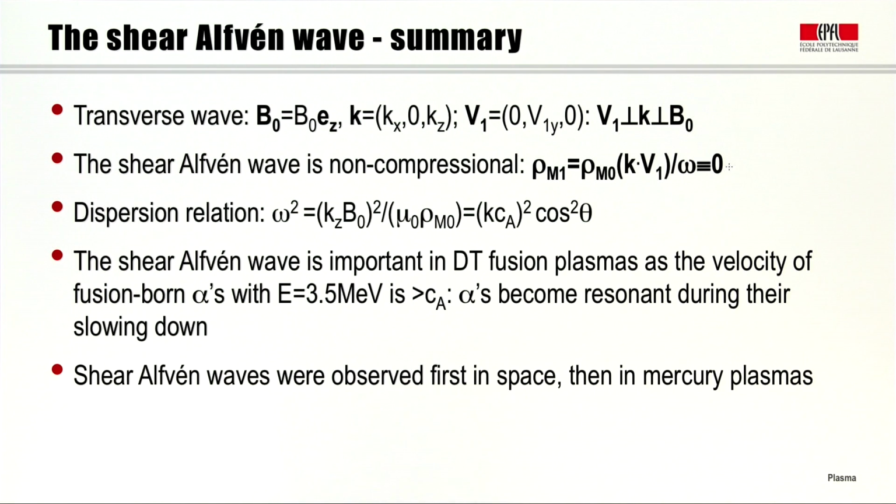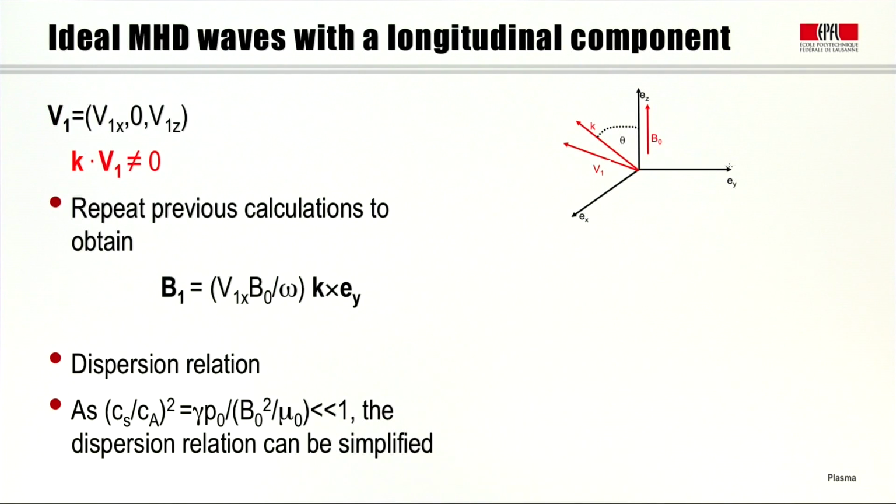To give you a heads up of topics that will be discussed later in this course, the shear Alfvén wave is important in DT fusion plasma because the velocity of a fusion-born alpha particle, whose energy at birth is 3.5 MeV, is super-Alfvénic, exceeding the Alfvén speed Ca. Therefore, alphas become resonant with shear Alfvén waves during their slowing down. Shear Alfvén waves are ubiquitous in plasma, and in fact they were observed first in space and then in mercury plasmas. Now let's look at ideal MHD waves with a longitudinal component.